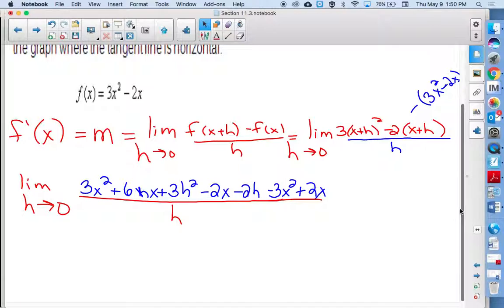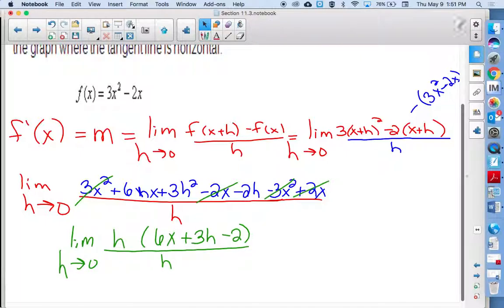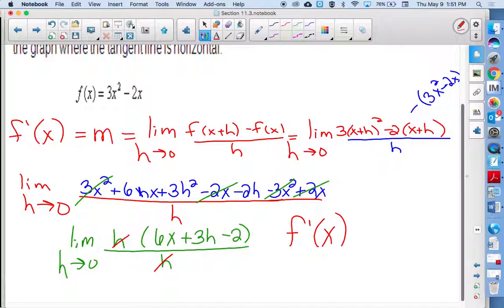Libby, what reduces, cancels for us? The 3x squared. And then the 2x. That's it. And then everything that you have left has the h in common. So we have an h with the 6x, an h with the 3, and then that negative 2. So we can wipe out those h's. Our goal was to find the derivative, the slope of the tangent line, which is this new equation that we created from the first.